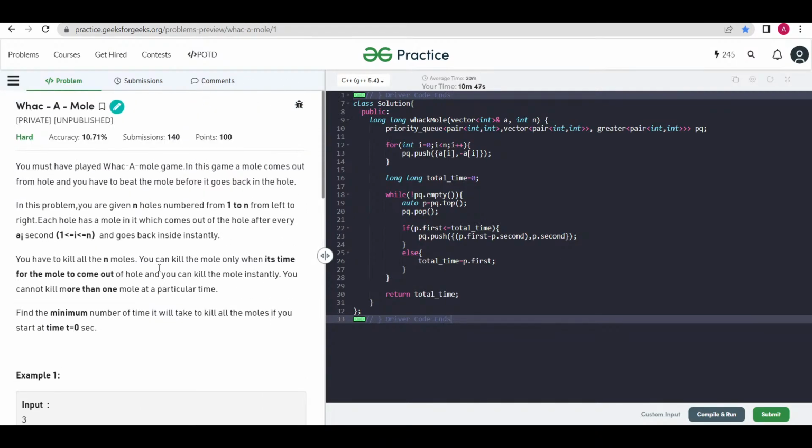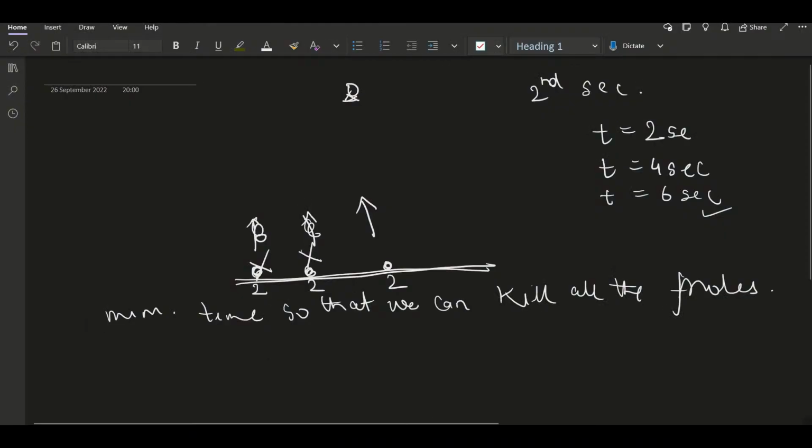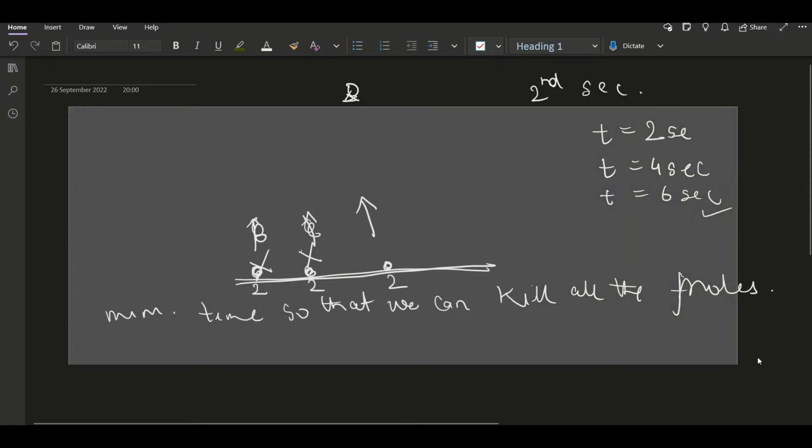So we can have a certain approach that we need to follow here. Let's remove this.